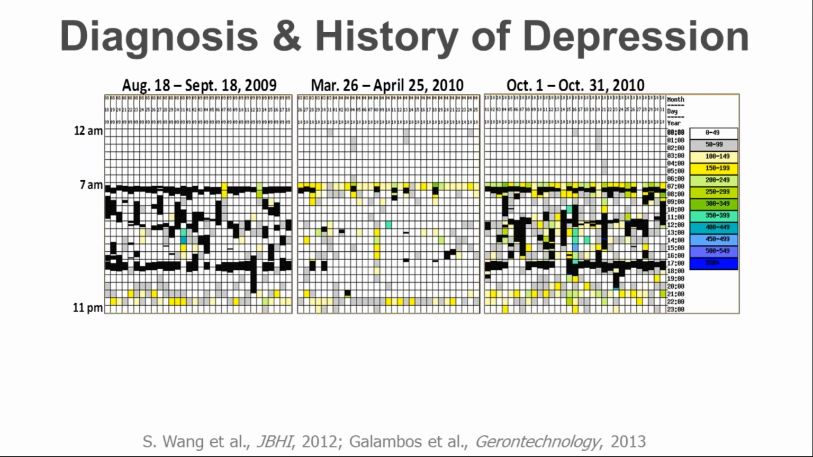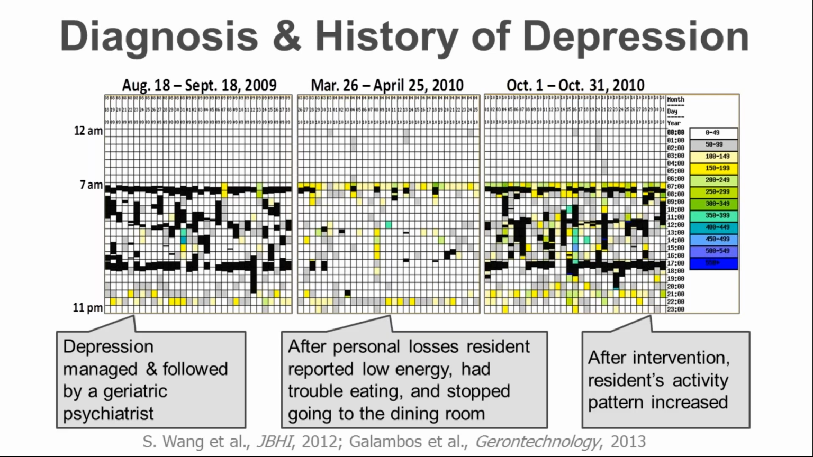So then in the third box, they're more or less returning back to their baseline. And they're even much more active. There's much more vivid yellows and even greens and blues in that third box than the previous two.